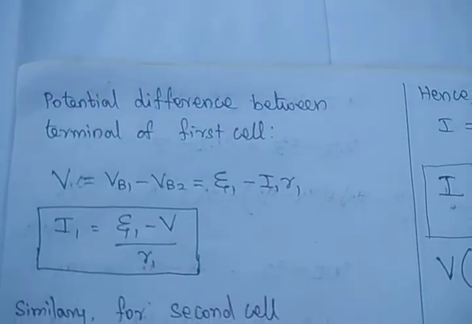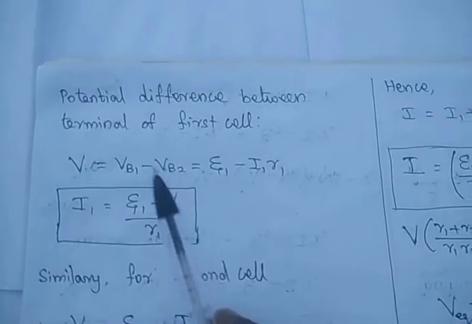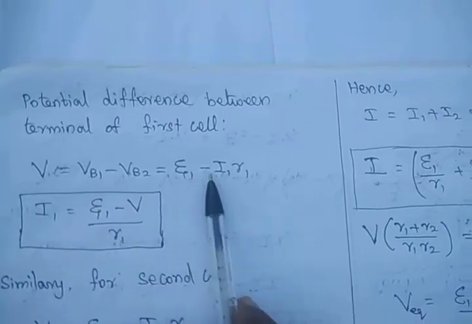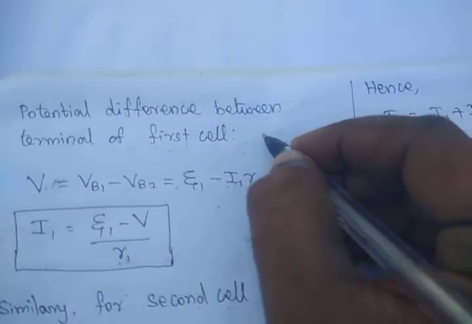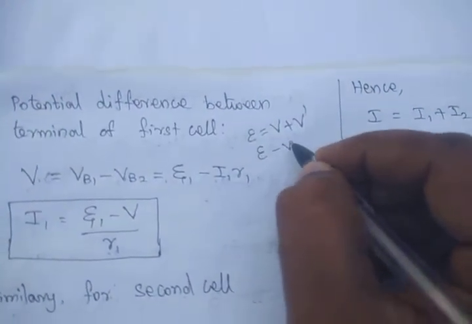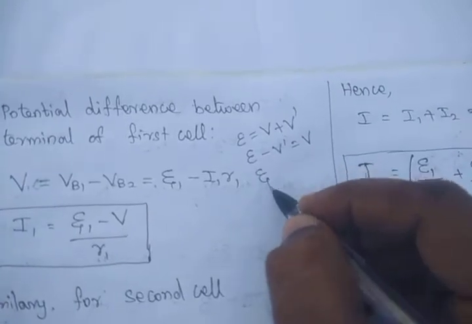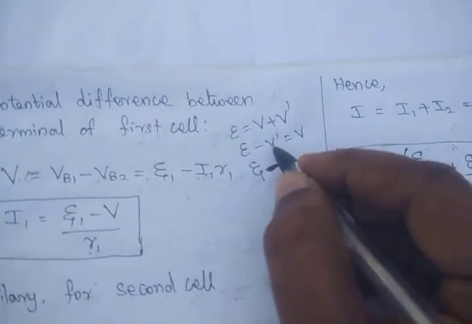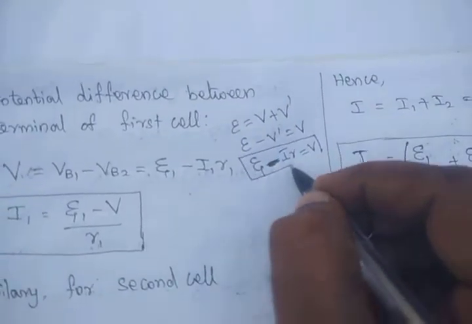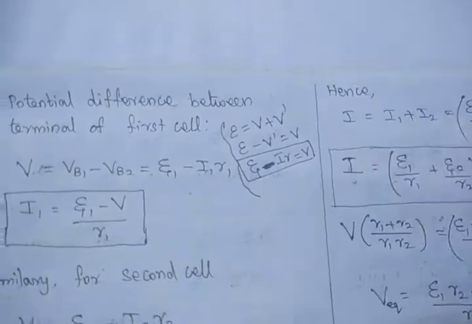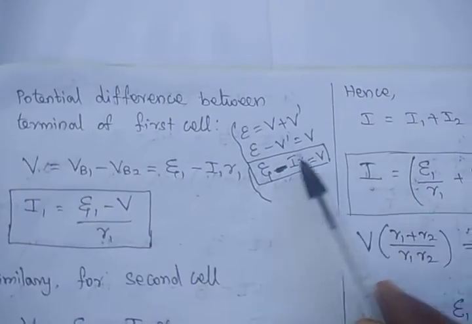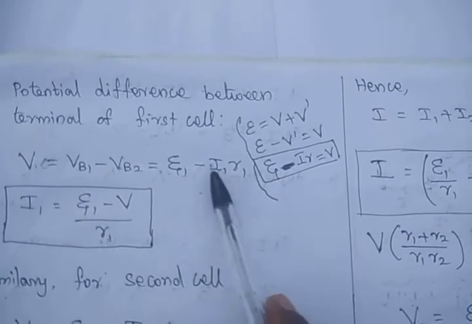So the potential difference between the terminals of the first cell is VB1 minus VB2. Taking the first cell alone, V is equal to E minus IR. Already I told you that you have to remember only V is equal to E minus V prime, where V prime is the internal voltage IR. So we are using this derivation for calculating the series combination as well as the parallel combination. So V is equal to E minus IR.